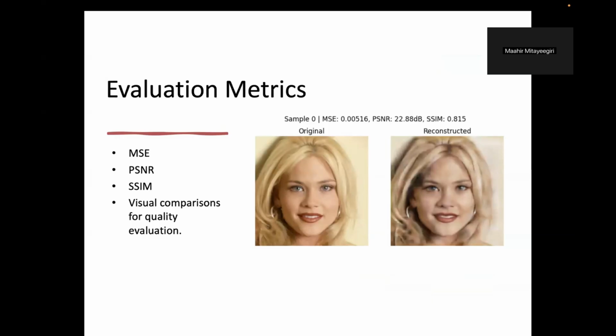Coming to the evaluation metrics. To evaluate reconstruction quality, we use both quantitative metrics and visual inspection. The main quantitative metrics are mean square error, to measure average pixel-wise error; peak signal-to-noise ratio, a standard image reconstruction metric; and SSIM, the structural similarity index, which assesses perceptual quality. Along with these metrics, we also look at visual comparisons between original and reconstructed images to see how well identity, structure, and facial details are preserved.